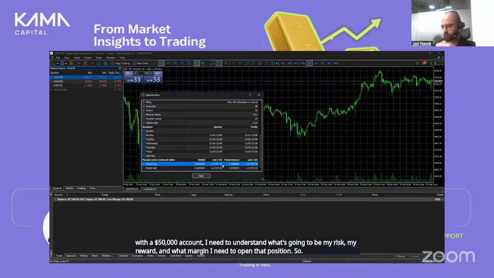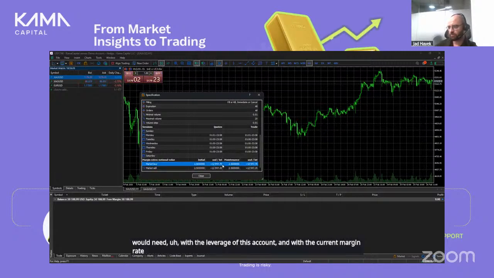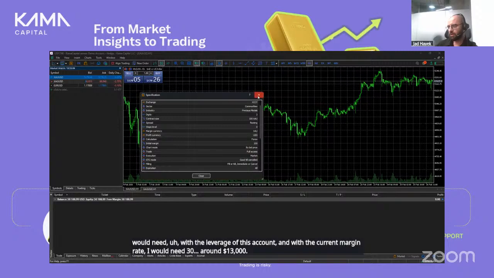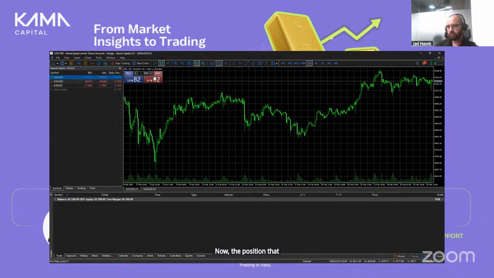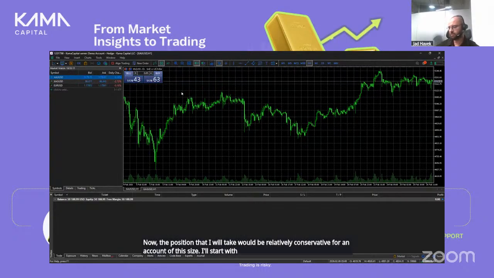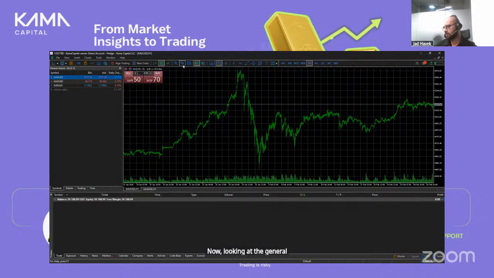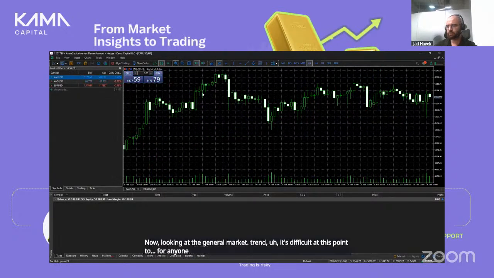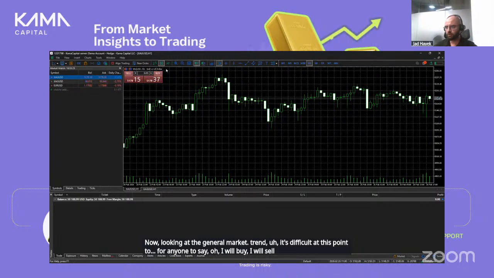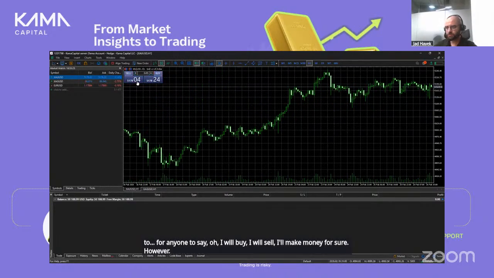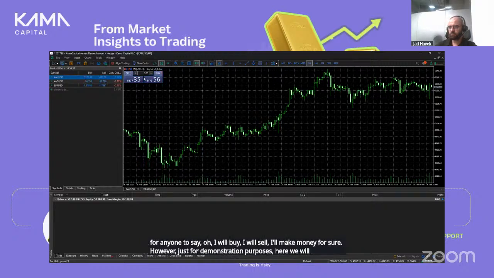So on 1 lot of gold, I would need, with the leverage of this account and with the current margin rate, around $13,000. Now, the position that I will take will be relatively conservative for an account of this size. I will start with a 0.05 position. Now, looking at the general market trend, it's difficult at this point for anyone to say, oh, I will buy, I will sell, I'll make money for sure. However, just for demonstration purposes, here we will go in with a sell position on gold.